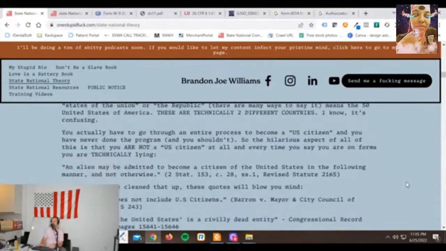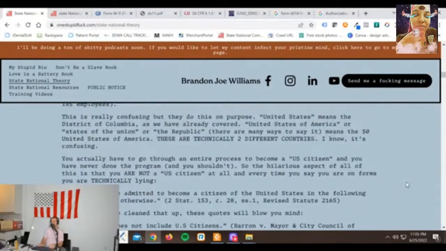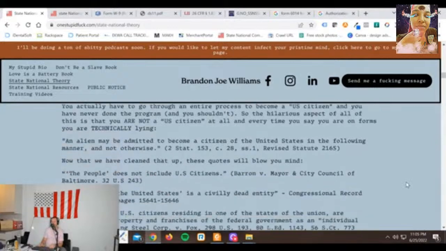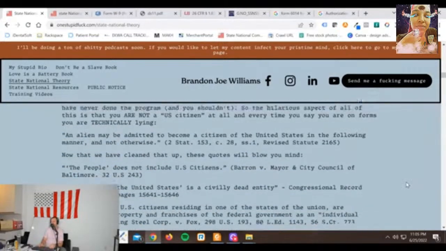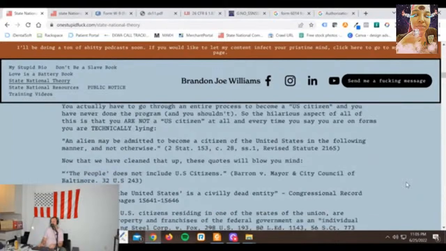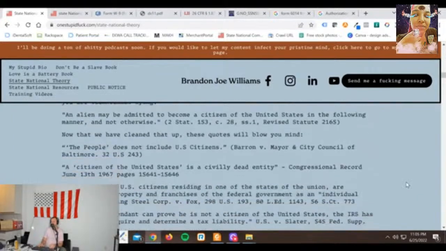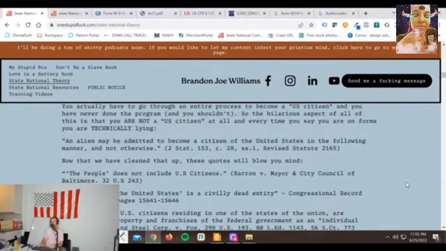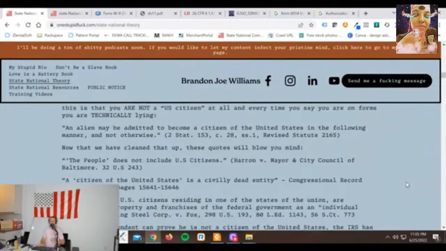Okay. United States and the United States of America are considered two different countries. Well, one's incorporated and one's not. You have to go through an entire process to become a U.S. citizen. Whenever you say you're a U.S. citizen and it's not true, you're lying under penalty of perjury. So it says right here, an alien may be admitted to become a citizen in the United States in the following manner and not otherwise.